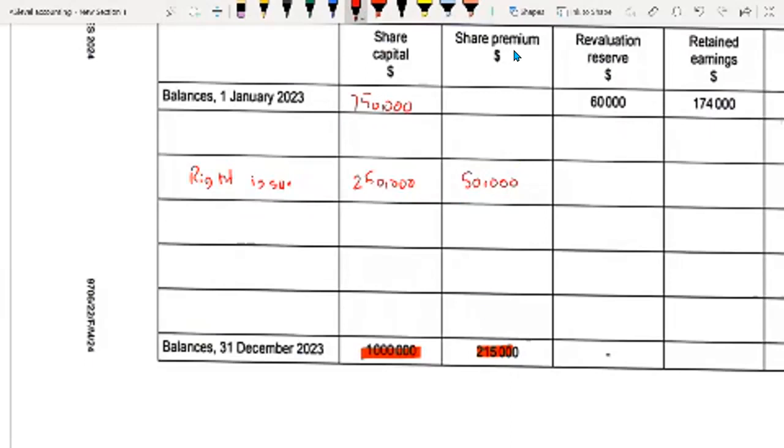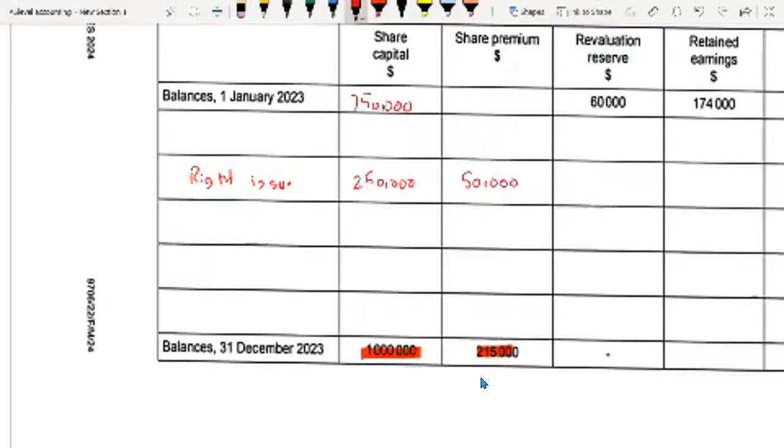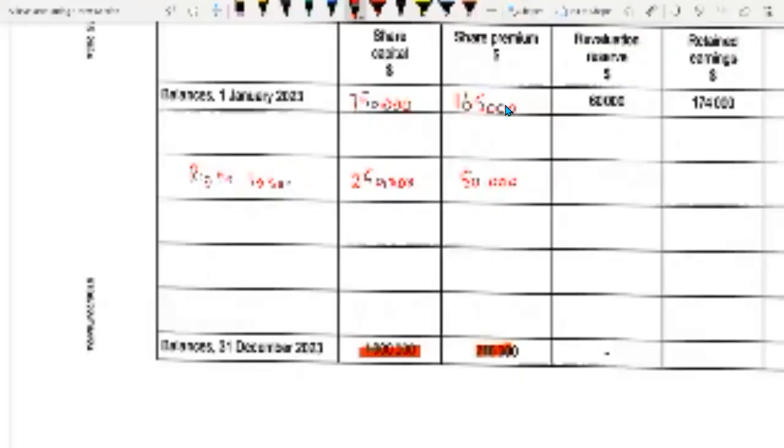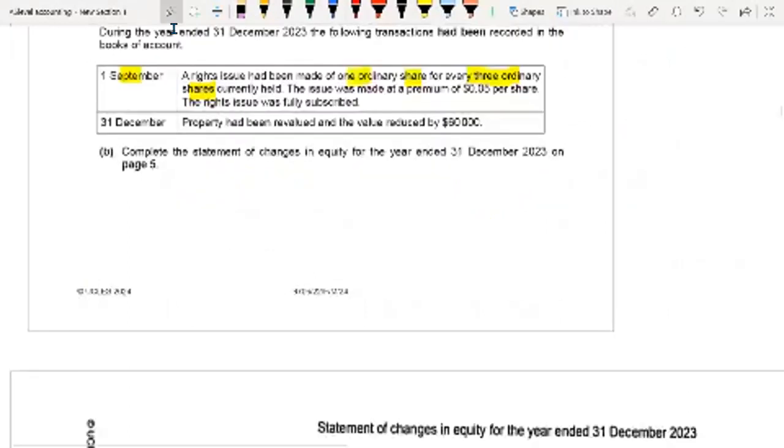And if you want to find the share premium at the start of the year, this is the premium which you find for the rights issue. And this is the year end balance. It is $215,000. So $215,000 minus $50,000, you have $165,000 share premium at the start of the year. So we are done with this part. Let's see the other parts of this question.